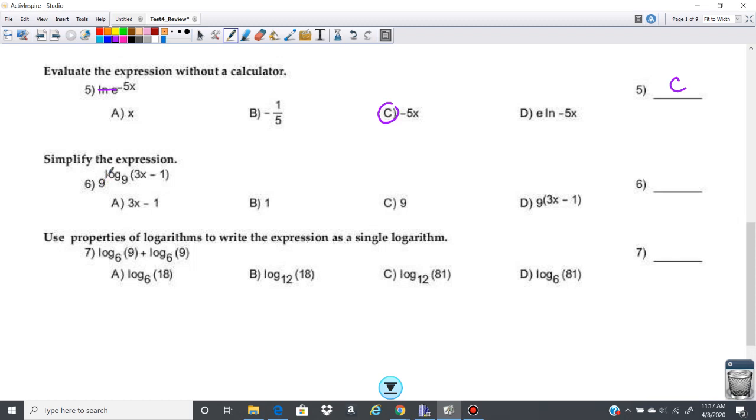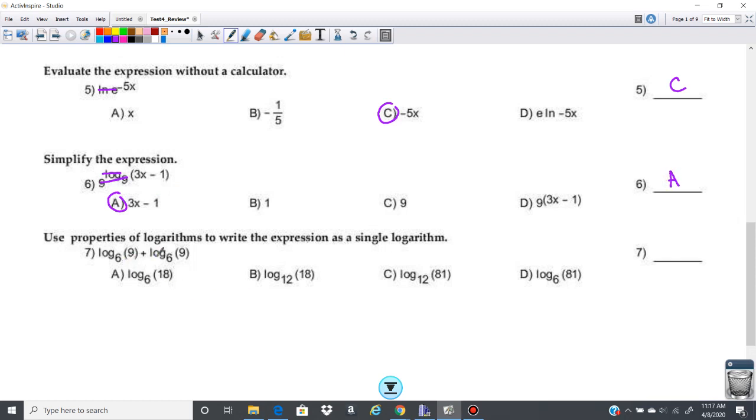Same thing here, you have 9 raised to the log base 9, 3x minus 1. If I have 9 and I'm raising it to a log of the same base, those are going to cancel each other out. So that 9 log 9 is canceled out there. So this is just 3x minus 1. So that's option A.